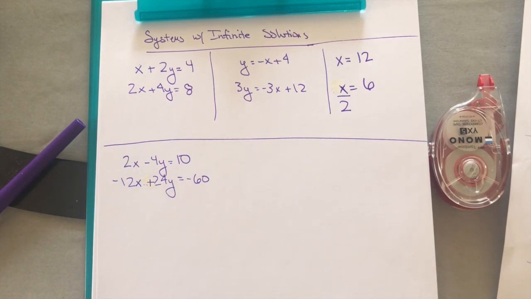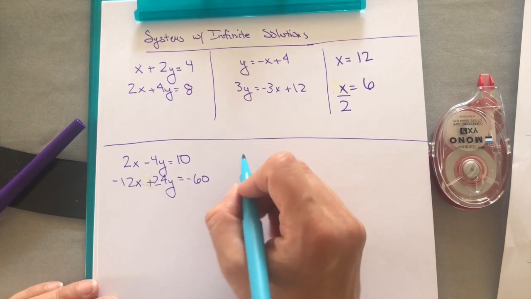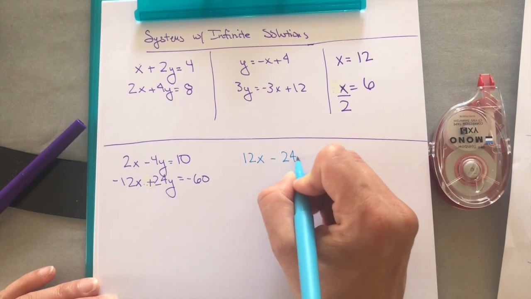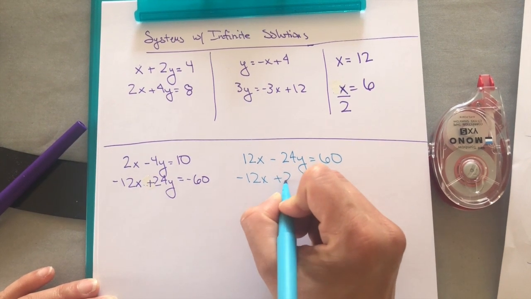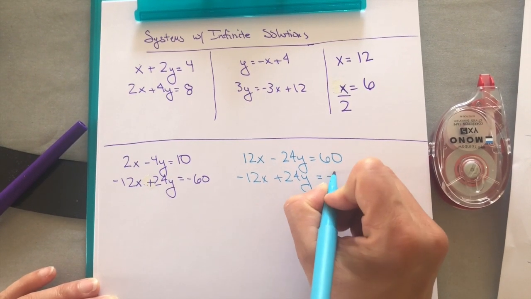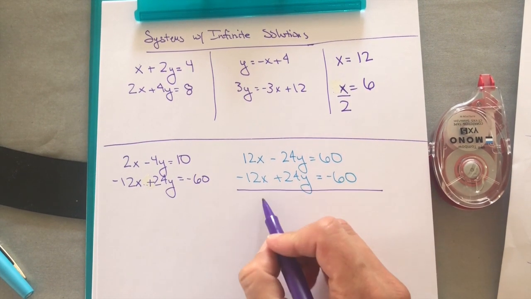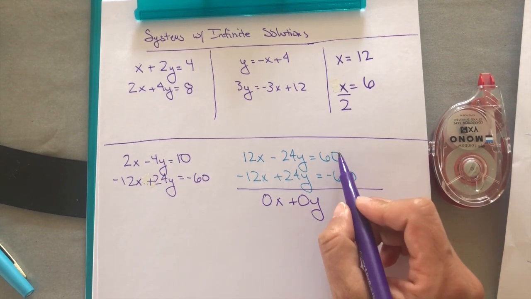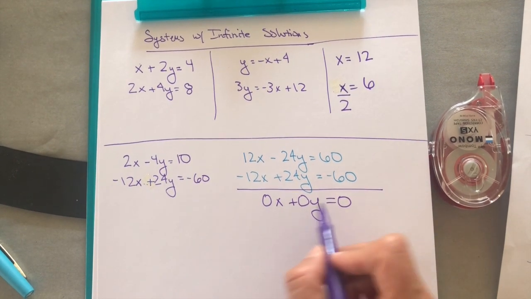All right, so here's my system I'm going to solve by elimination. Let's multiply the top equation by 6 so that we can eliminate the x's. So that would be 12x minus 24y equals 60. Negative 12x plus 24y equals negative 60. 12 minus 12, or plus negative 12, is 0x. Negative 24 plus 24 is 0y. And 60 plus negative 60 is 0. So nothing plus nothing is nothing.